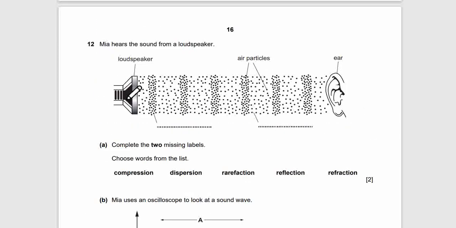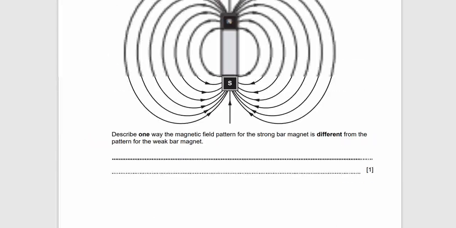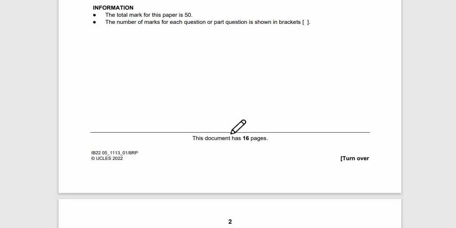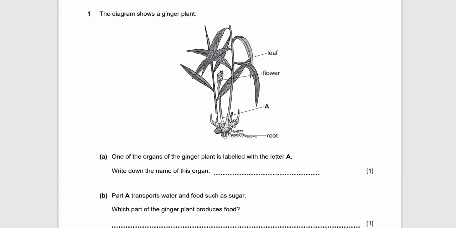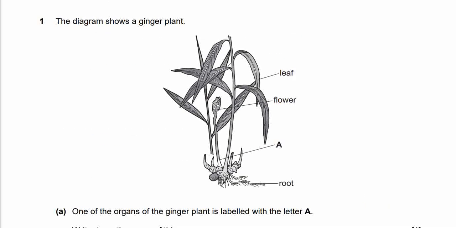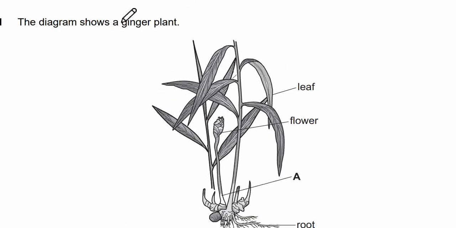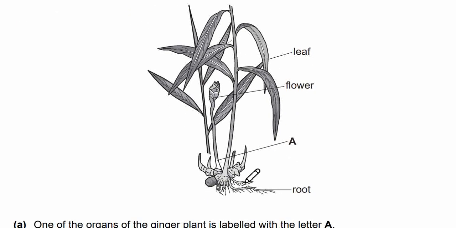You may pause this video if you have taken the screenshot and do the questions for self-practice. Then now let's do the discussion of the answers. It will be with explanation, so you will understand. Question number 1. The diagram shows a ginger plant, leaf, flower, and part A. And this is the root part. Okay, part A, this is the root part.